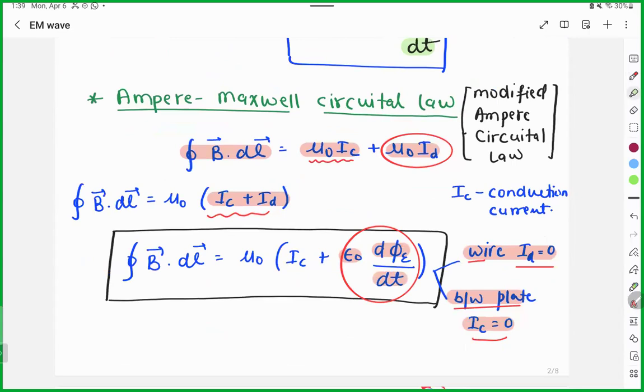Ampere-Maxwell circuital law. This is better. Why? It looks like Ampere's circuital law, the same B dot dl will be there. Instead of mu I, we have two currents: conduction current as well as displacement current. So that's why you can say this is the modified version of Ampere's circuital law.